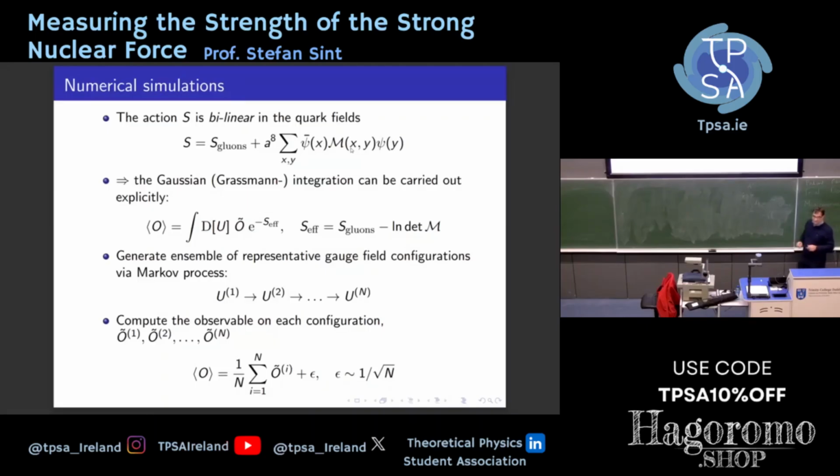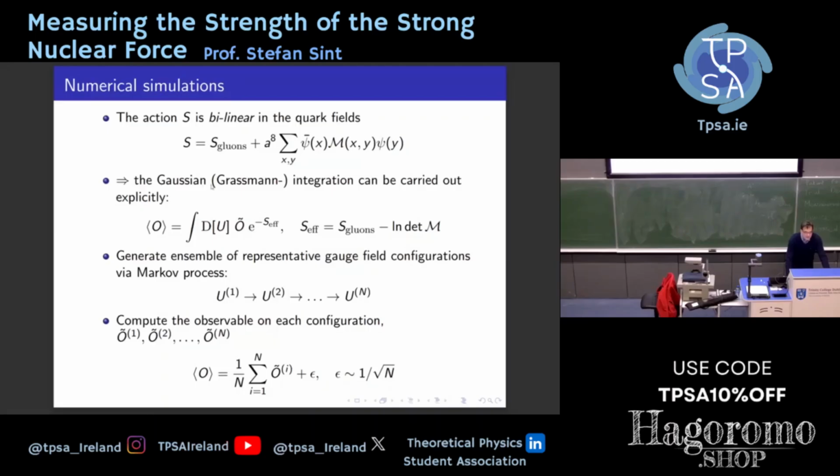If you do the same for fermion fields, they are Grassmann, which means they're anti-commuting variables, and you can define integration over Grassmann variables. You just require linearity and very generic properties, and then you find that instead of getting 1 over the determinant, you get the determinant itself. So that's the famous fermion determinant. You may have heard of fermion determinants before.